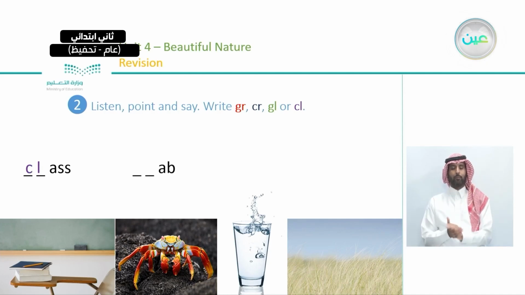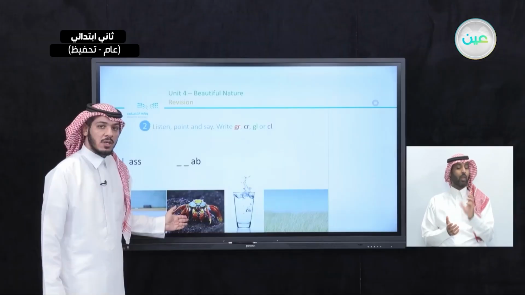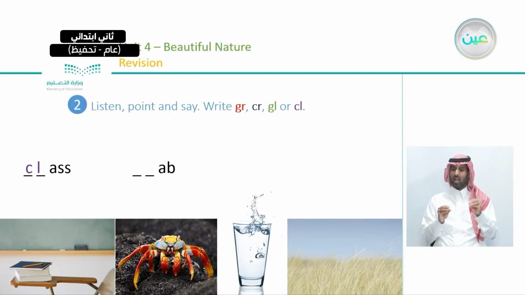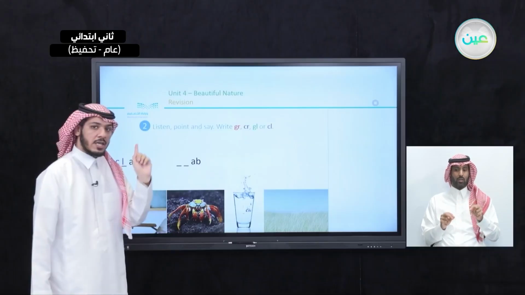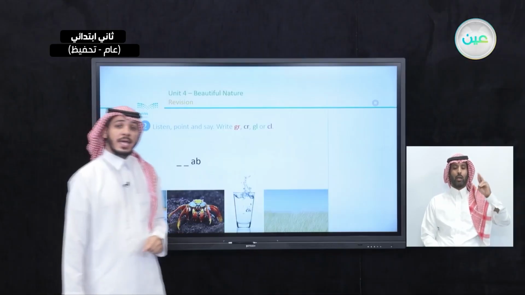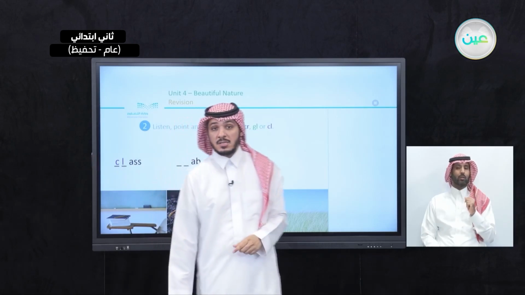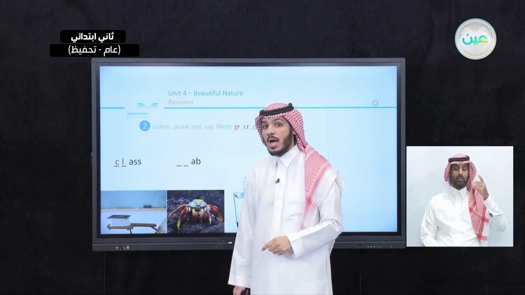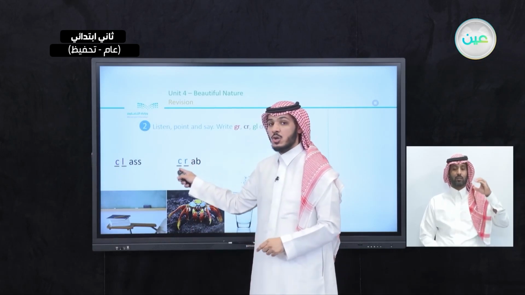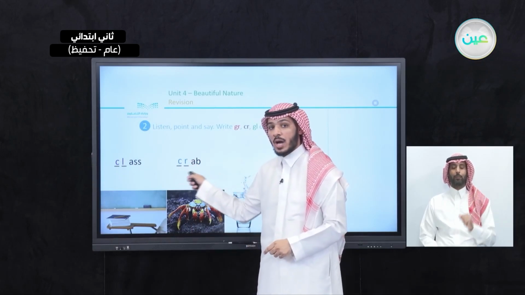Okay. After that, we have this animal. And tell me, are they GR, CR, GL, or CL? Okay. Now let's listen. Crab. Okay. Can you tell me what are the two missing letters here? Yes, crab. So it's what? CR. Excellent. So we have CR. So it's crab. Excellent.